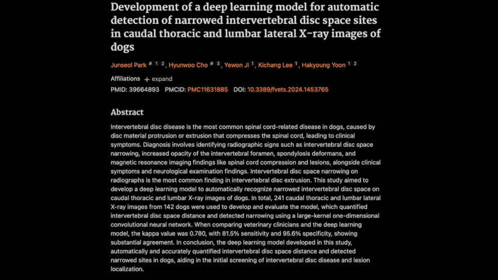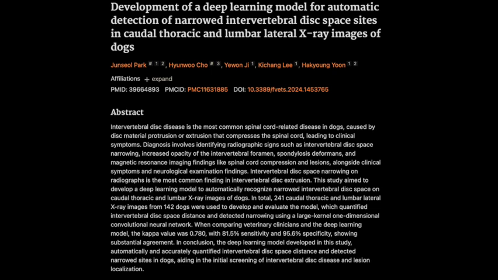We could see earlier and more accurate diagnoses, more tailored treatment plans, and ultimately improved outcomes for our canine companions. That's the crux of the matter. This research is more than just a technological advancement. It's about improving the lives of our beloved companions. Exactly. This research opens up so many exciting possibilities.